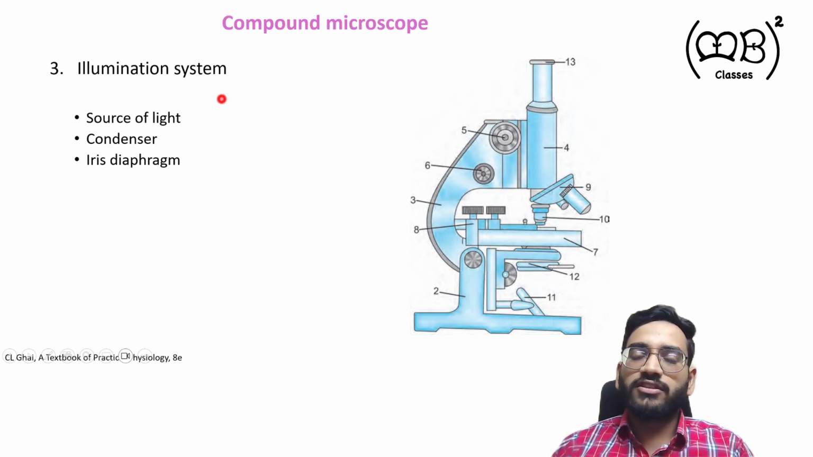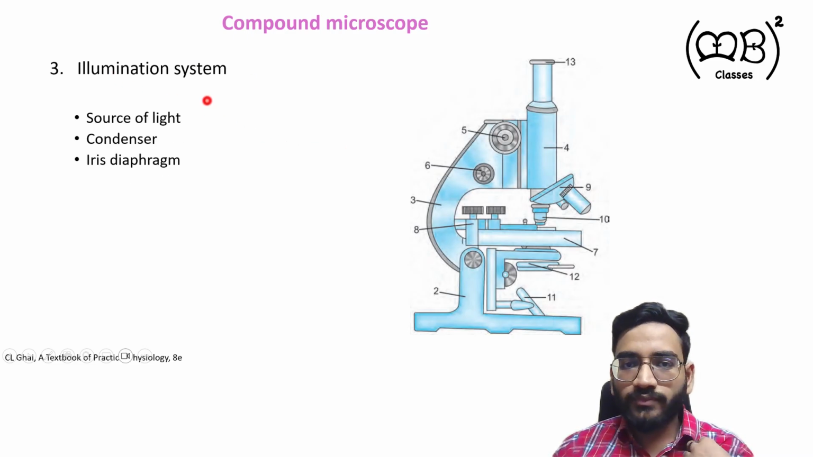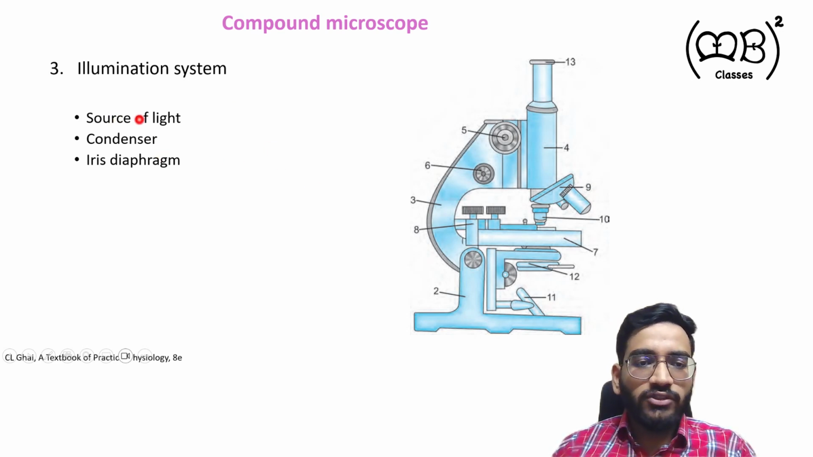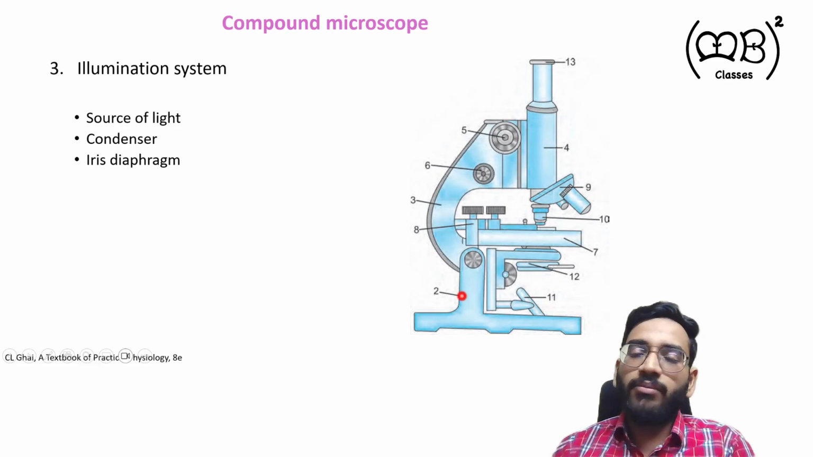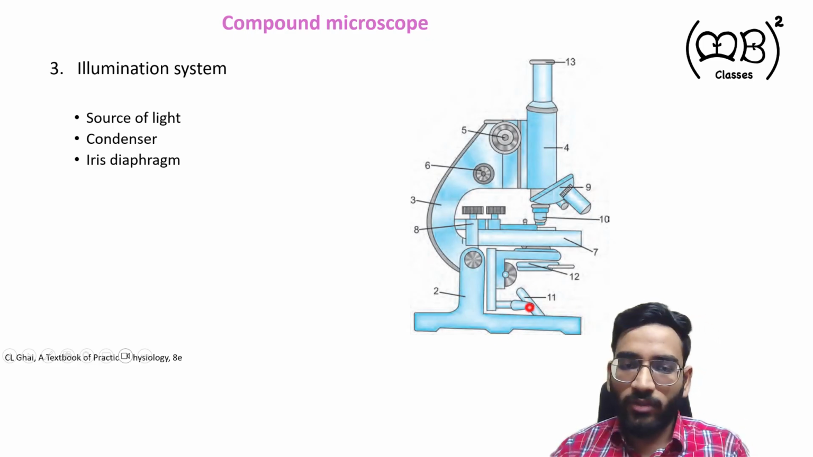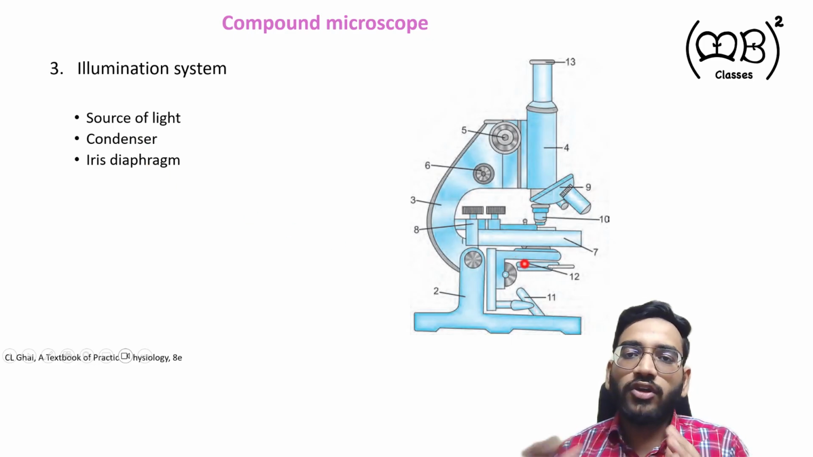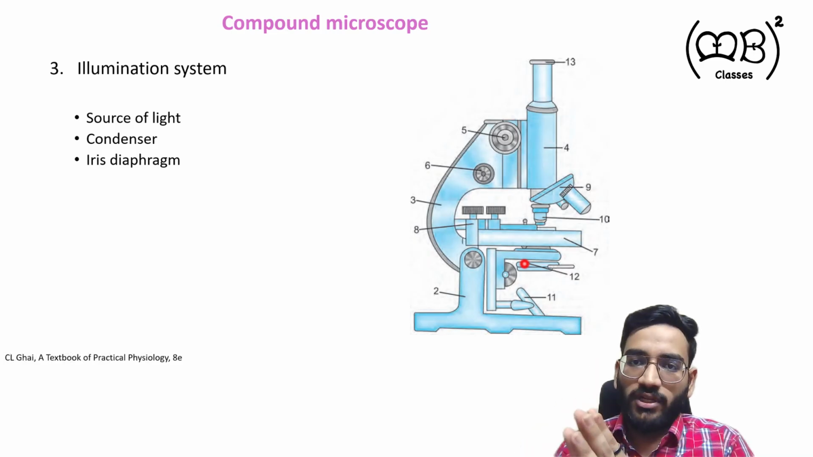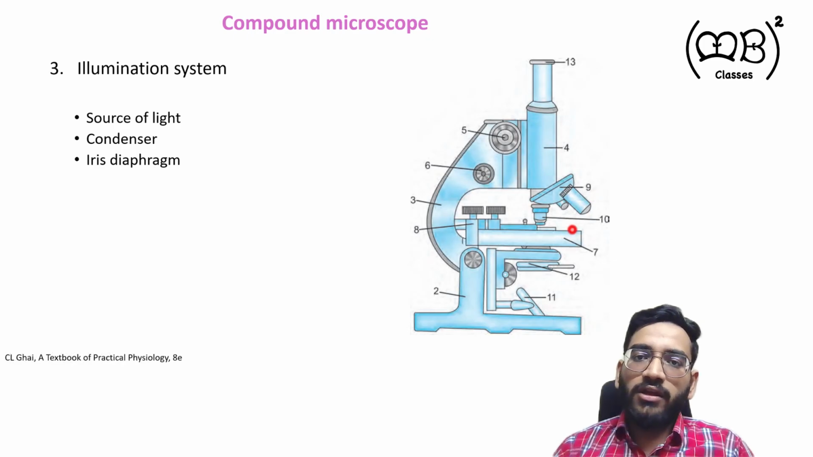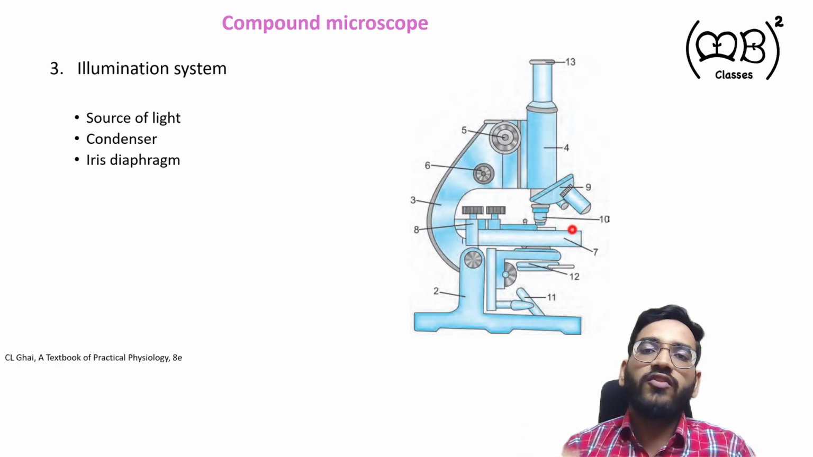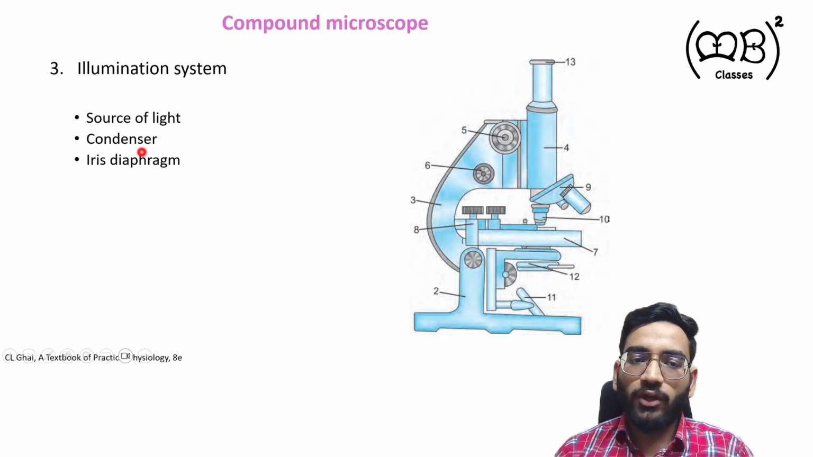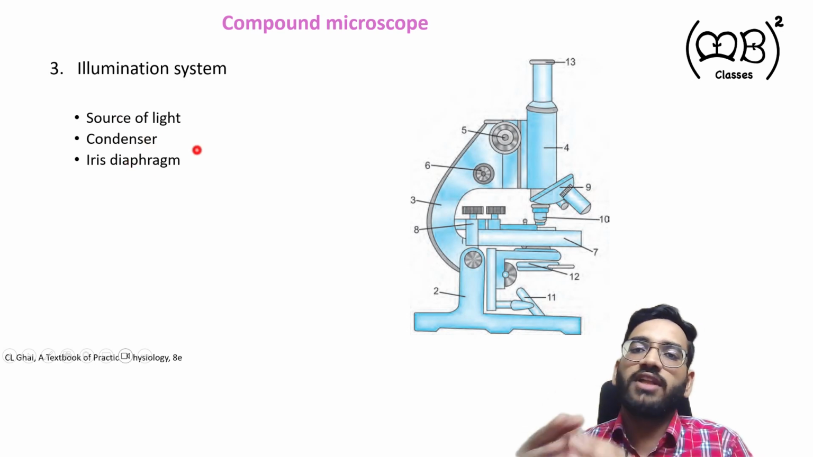Then comes the illumination system. In the illumination system, older microscopes consist of the source of light. The source of light could be a natural source or an LED bulb, which is placed outside or is inbuilt in the microscope. Then there is a condenser. The condenser is placed above the source of light and it condenses or focuses the light rays onto the specimen. That is the function of the condenser. The iris diaphragm controls the amount of light passing through it. The iris diaphragm will control the amount of light and the condenser will focus the light on the specimen.